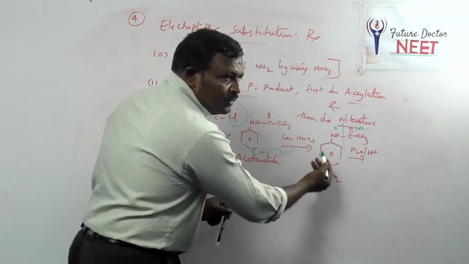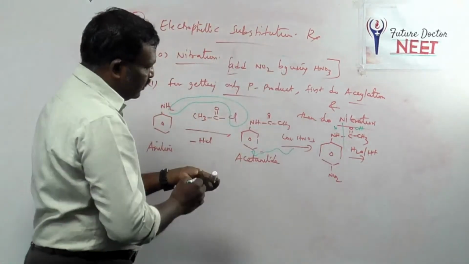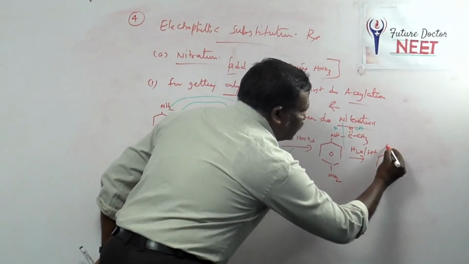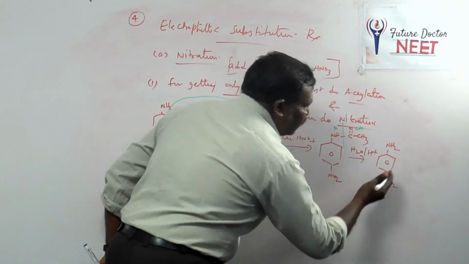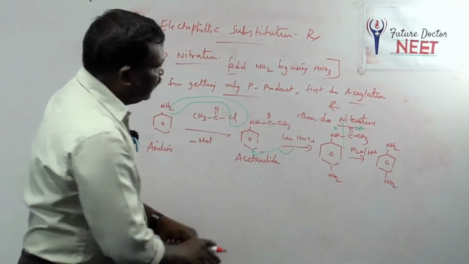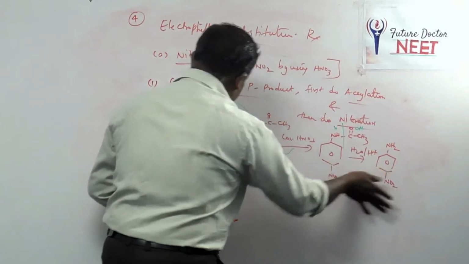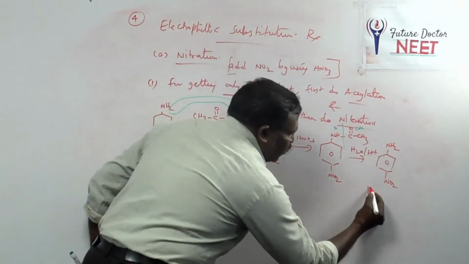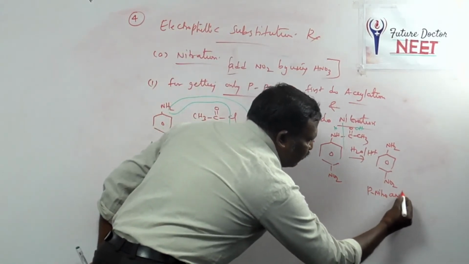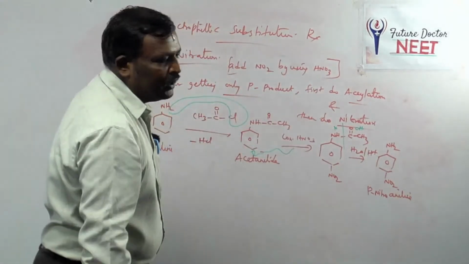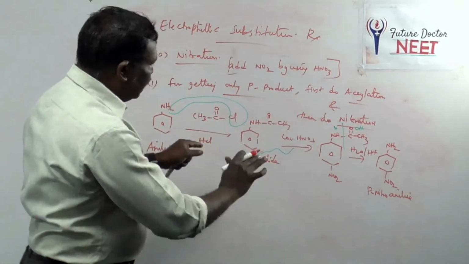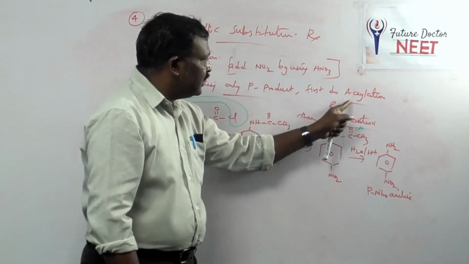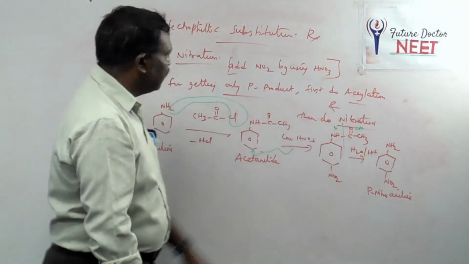NH2, NO2. Understood? NH2 means what? Aniline. Are you following? Here NH2, down what? NO2. What's the name of the compound? This only is called what? Aniline. Correct or not? So para position, nitro group is there. So para nitro aniline. Are you following? Para nitro aniline. Understood? So if you want to get only para compounds, what should we do first of all? Acylation, then nitration. Understood? Okay, just copy them.